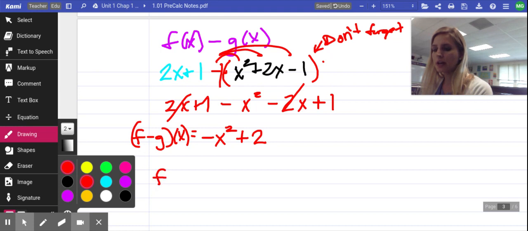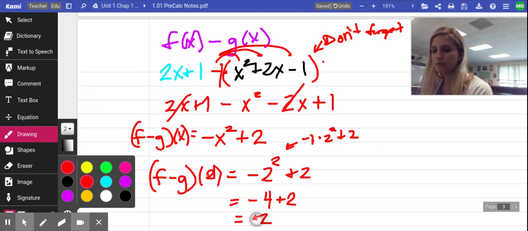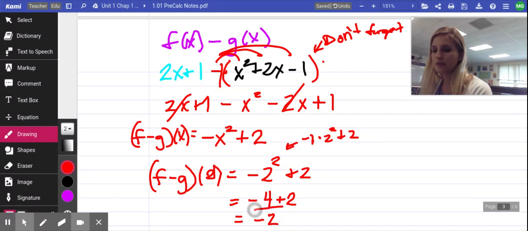So now if I want to find f minus g of 2, all I have to do is substitute a 2 everywhere I see an x. So negative 2 squared plus 2. Notice there's no parentheses around that, so that's really like saying negative 1 times 2 squared plus 2. So the negative is not being squared because it's not in parentheses. So we have negative 2 squared is 4, negative 4 plus 2 is negative 2. So f minus g of 2 in this case would be negative 2.